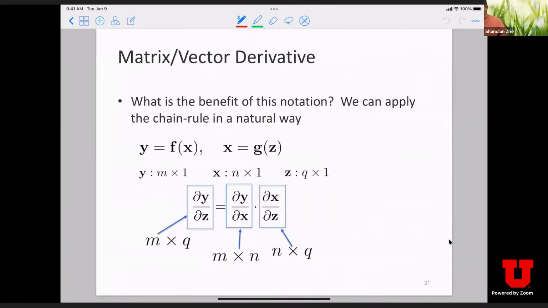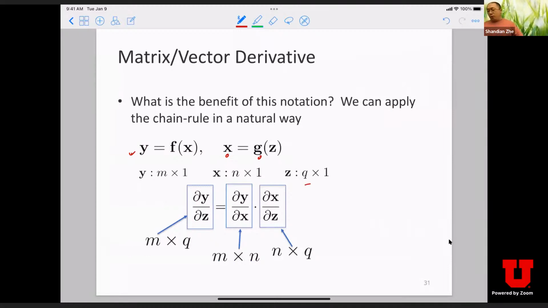But what's the benefit? Let us look at what happens if we apply the chain rule to compute the gradient. Suppose y is a function of x, and y is m by 1, so it's an m-dimensional output. And x is actually the output of another function of z, namely x equals g(z). x is n by 1, and z is q by 1 input.